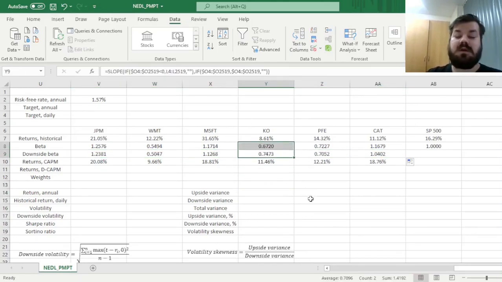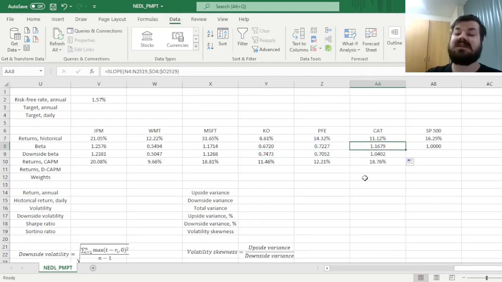First of all, Coca-Cola is not as defensive of a stock as it might seem from its traditional beta. Its downside beta is quite a bit higher. And Caterpillar is not as risky as you might feel, as its downside beta is closer to 1 than its simple conventional beta that's quite a bit higher than 1, which is an interesting finding to process.